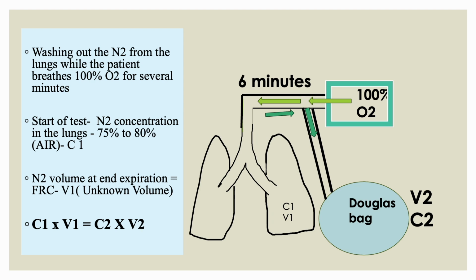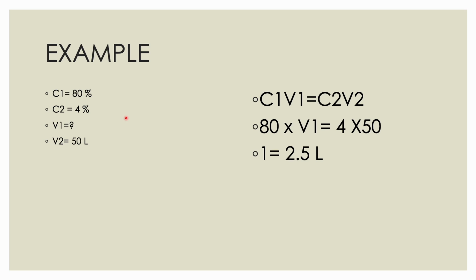Let's apply the law again. C1 V1 is C2 V2. So let's, for example, say that the patient had 80% nitrogen in his lungs to start with, and the final concentration of nitrogen after breathing in and out for 6 minutes was 4% in the Douglas bag. We do not know the initial volume in the lungs, but we know how much volume he has inhaled through the spirometer, which is, say, 50. So 80 into V1 is 4 into 50, and then this gives us the volume of V1.